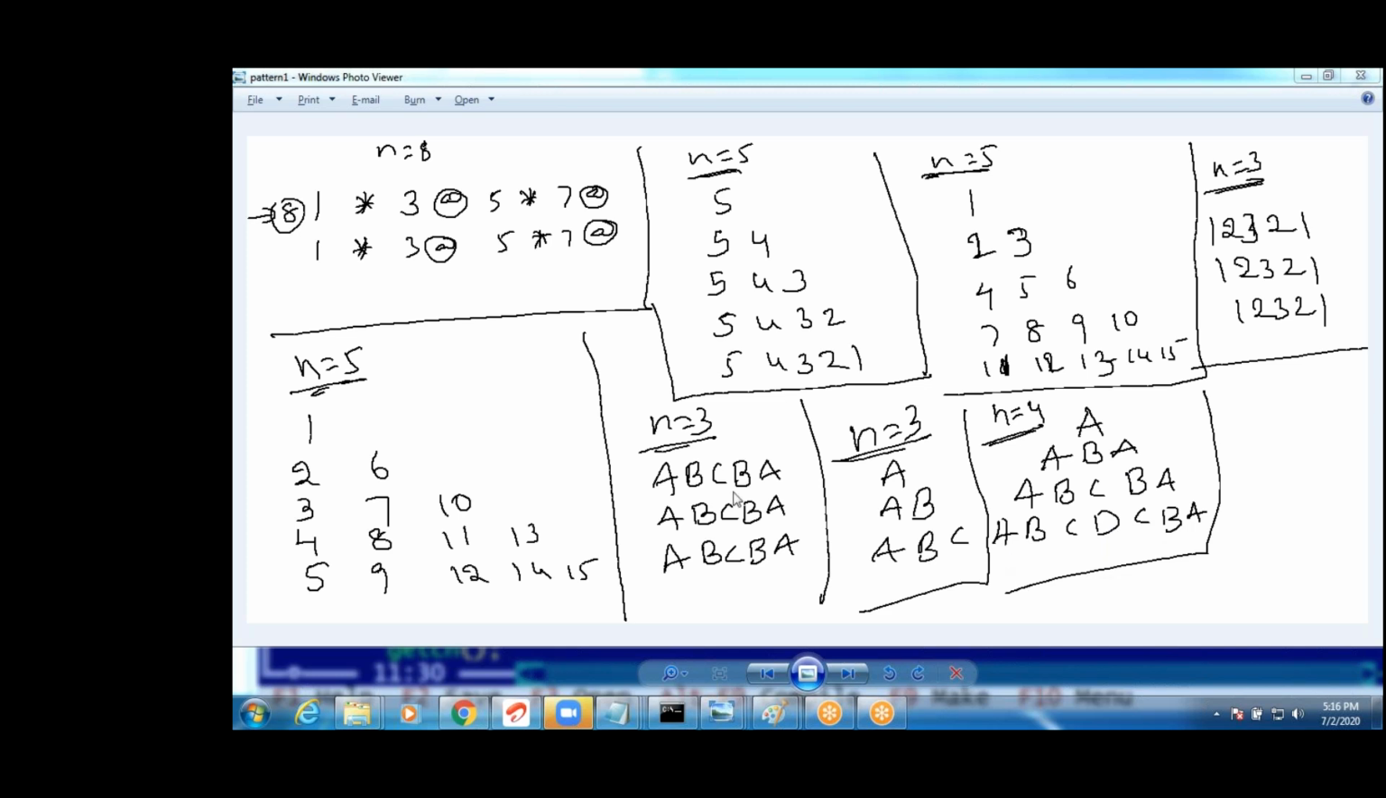Okay. Now next to this pattern, this one, guys, n equals to 5: 1, 2, 6, 3, 7, 10. This pattern we write.